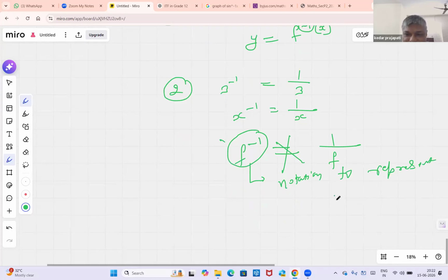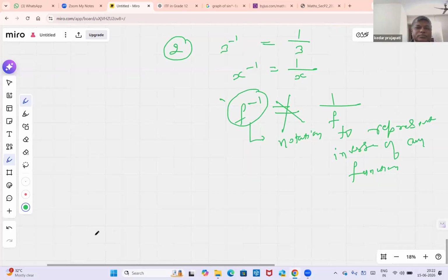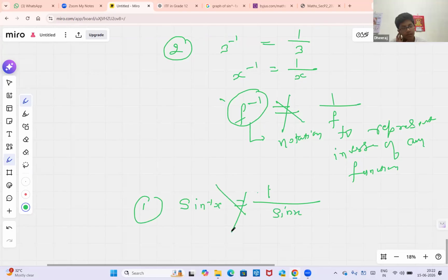Inverse of any function. In the same way, suppose you're writing sine inverse x. It doesn't mean 1 by sine x. It does not mean 1 by sine x. This is wrong. This is a very, very basic mistake each and every child makes.